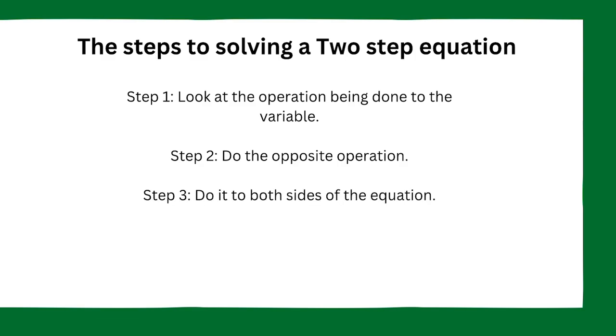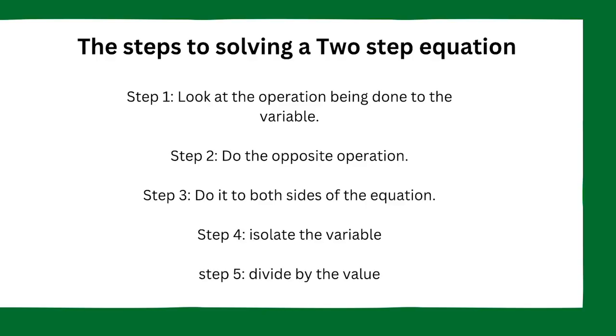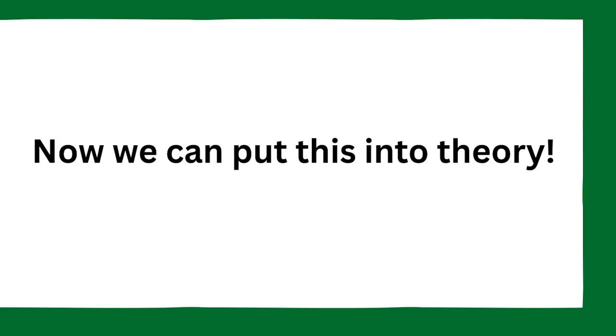Now for the third step, you're going to want to do it to both sides of the equation. The fourth step would be to isolate the variable, and the fifth step would be to divide by the value. And when we do a few examples, this will be simpler and easier than you think. So now we can put this into practice.